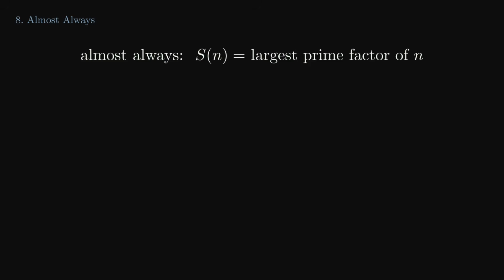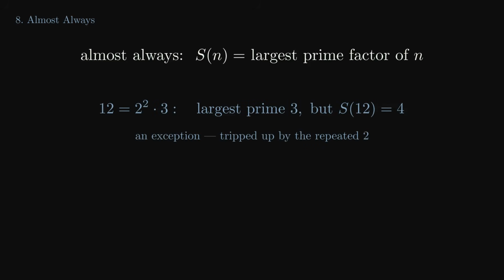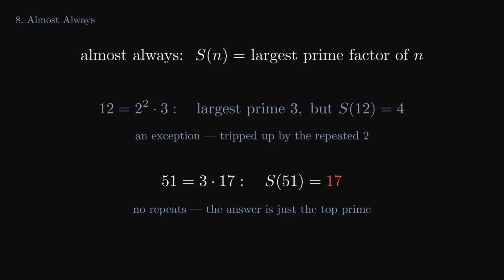We saw composites fall below the diagonal. How far below? For the vast majority of numbers, the answer is simply the largest prime factor. Take 12. Its prime factors are 2 and 3. The largest is 3, but its answer is 4, so 12 is one of the exceptions, tripped up by its repeated 2. Most numbers are not like that. Take a number like 51, which is 3 times 17. 17 is its largest prime. 17 has no repeats to worry about, and the answer is exactly 17.